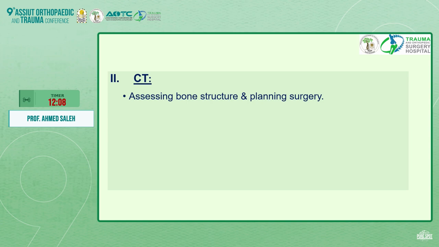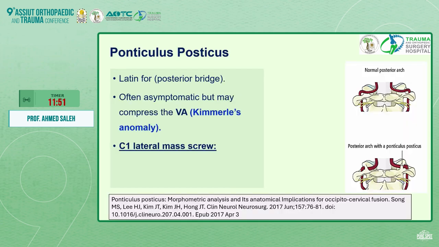CT is very important to assess the detailed structure of bone and to plan surgery. We should search for what is called ponticulus posticus for C1 and the high riding vertebral artery for C2. Ponticulus posticus is a Latin word meaning a small bridge of bone due to ossification of the posterior atlantoaxial, occipito-atlantal ligament, so it overrides the vertebral artery over the arch of C1. Most of the cases are asymptomatic, but it may cause compression of the vertebral artery, resulting in vascular symptoms, and hence it is called Kimmerle's anomaly.